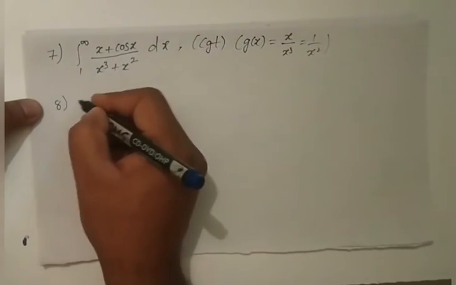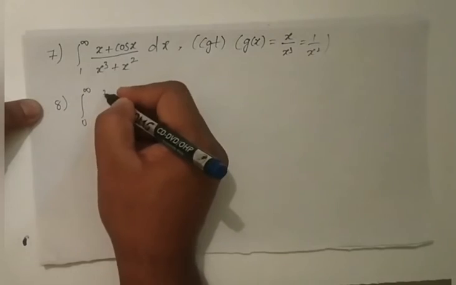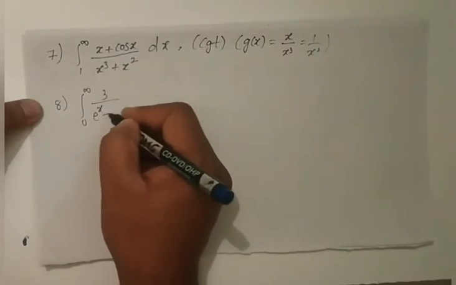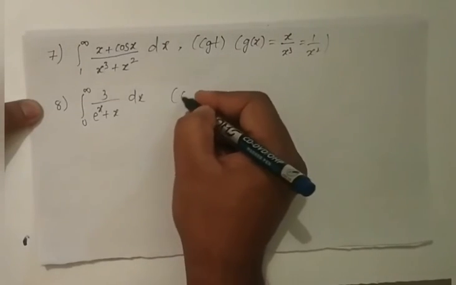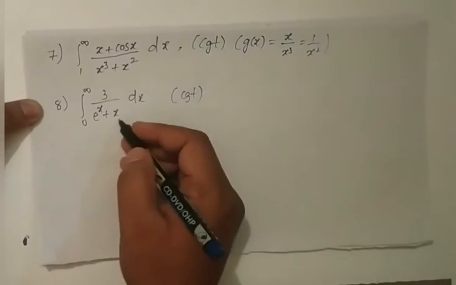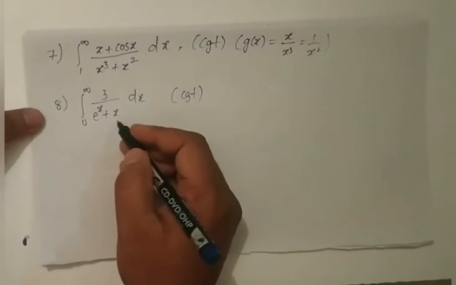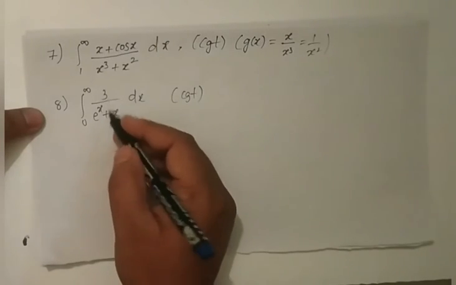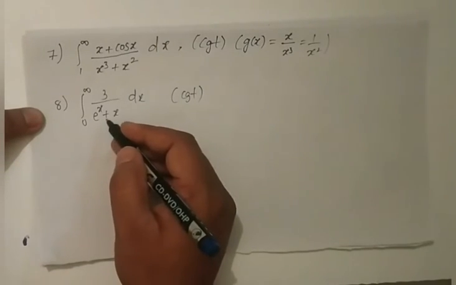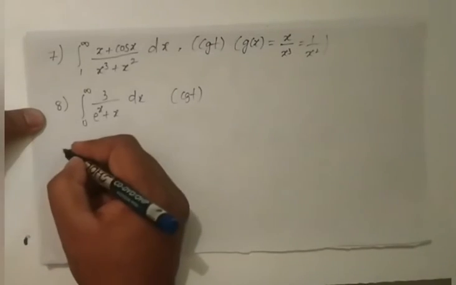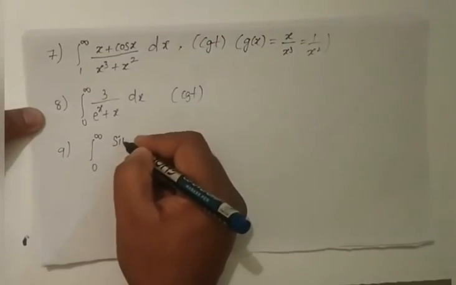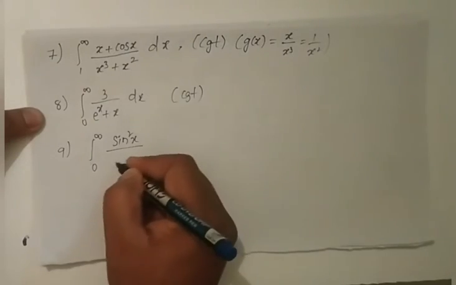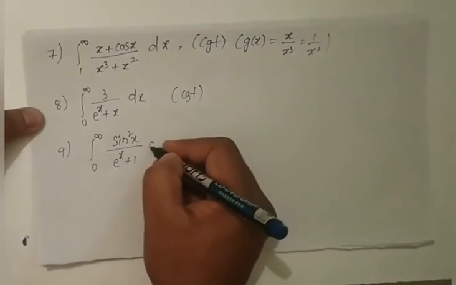Eighth one, integral from 0 to infinity of 3 by e power x plus x dx. Okay, this is convergent. Okay, so here what is the function g of x? 3 by e power x. Okay, 3 by e power x. Do it. Ninth one, 0 to infinity of sine square x by e power x plus 1 dx.